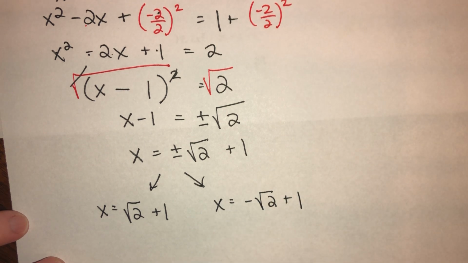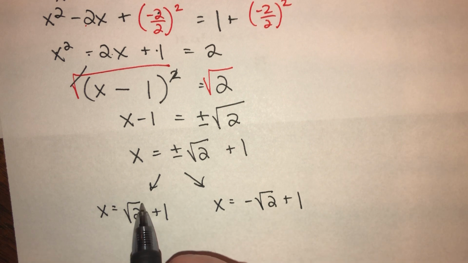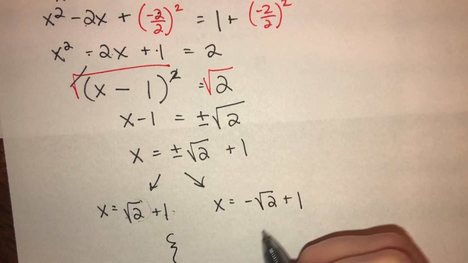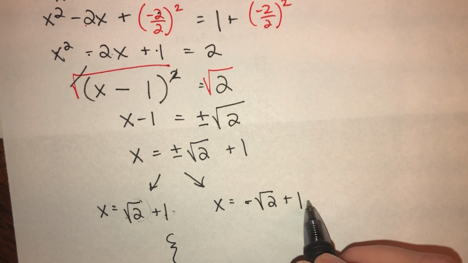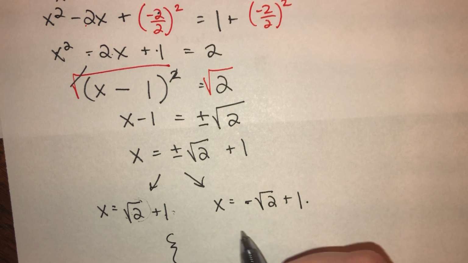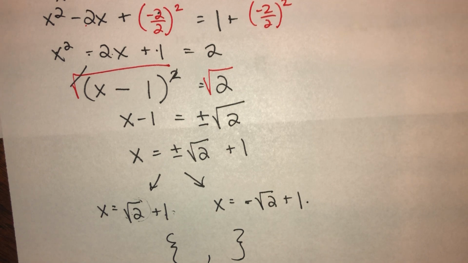The negative's outside the radical, so it works. Okay? Then you can use your calculator to figure out what the square root of 2 is and actually add those together. Same thing here, what the square root of 2 is, then stick a negative sign in front of it and then add a 1. Right? Once you come up with those two numbers, you can stick them inside the solution set, but that's how you would get them. All right, next problem.